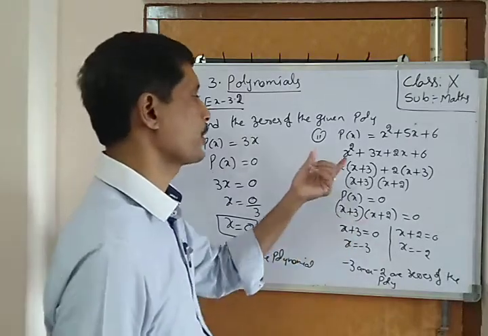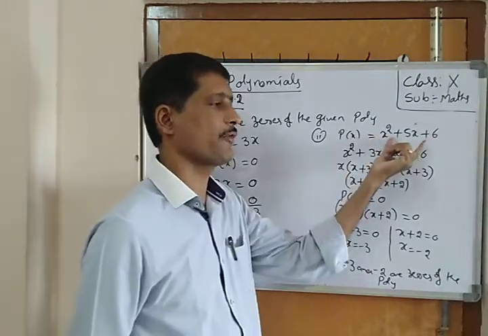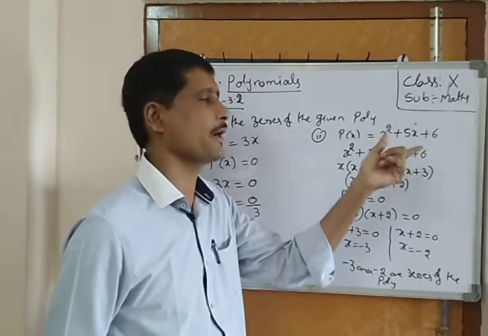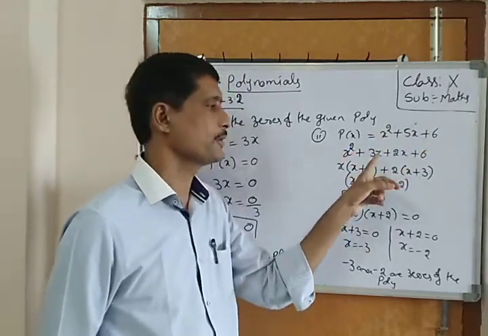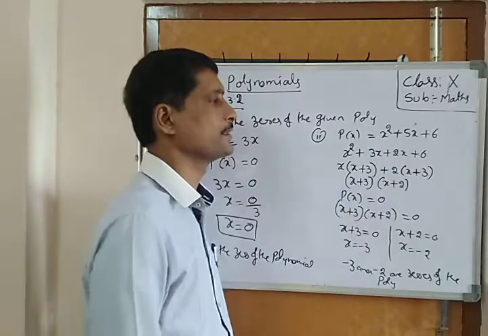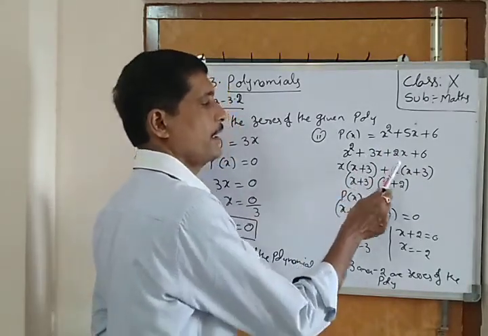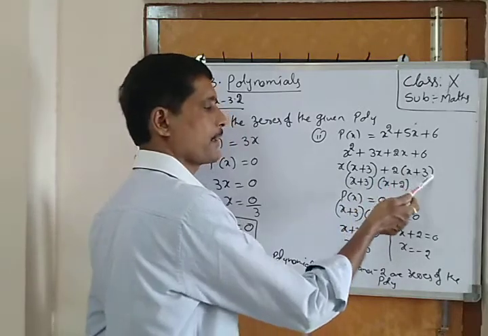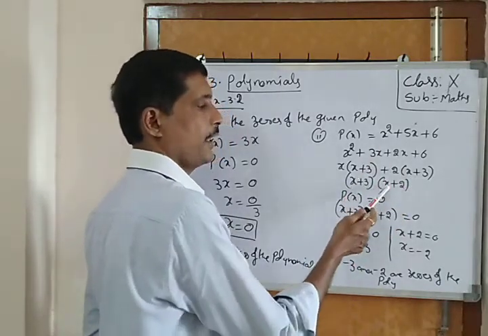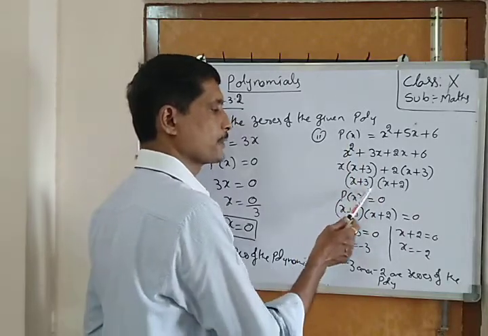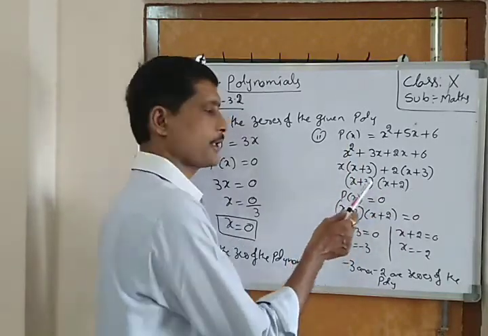Therefore here one more time, see p of x equal to x square plus 5x plus 6. First splitting the middle term or factorization, whatever it may be. Therefore x square plus 3x plus 2x plus 6. In first two x is the common, therefore x plus 3. In last two, 2 is the common, x plus 3. Therefore x plus 3 and x plus 2. Therefore p of x equal to 0. Therefore p of x means what? That is x plus 3 into x plus 2.